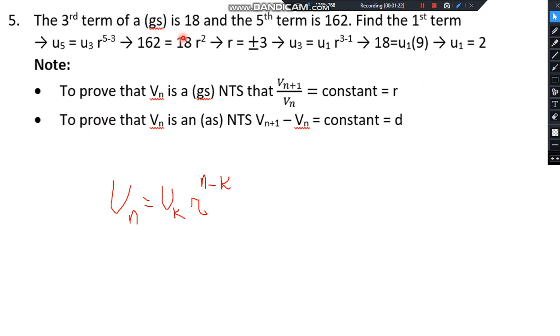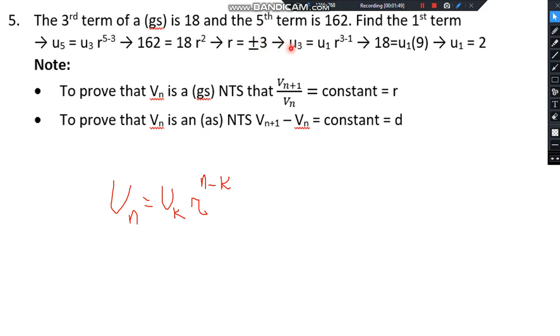Now we're going to do this problem. The third term of a geometric sequence is 18, and the fifth term is 162. So here, because you have the third and the fifth, you can use this one. Here you put the fifth, here you can put the third. u5 equals u3 times r, and you do like in arithmetic sequence, 5 minus 3. The fifth term is 162, the third term is 18, r squared. So r will be plus or minus 3.